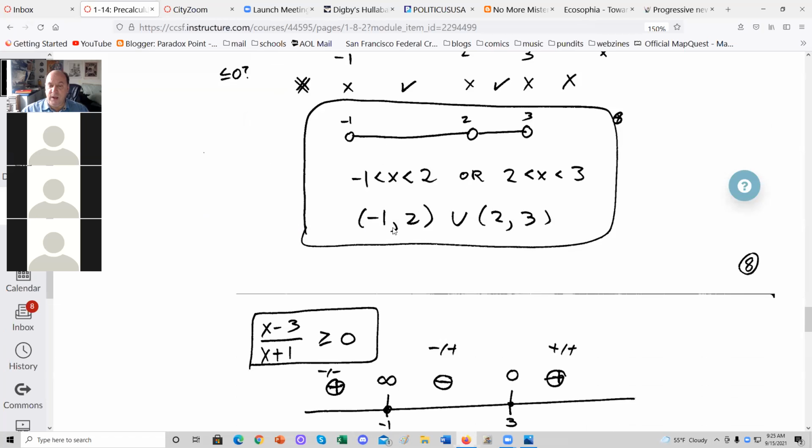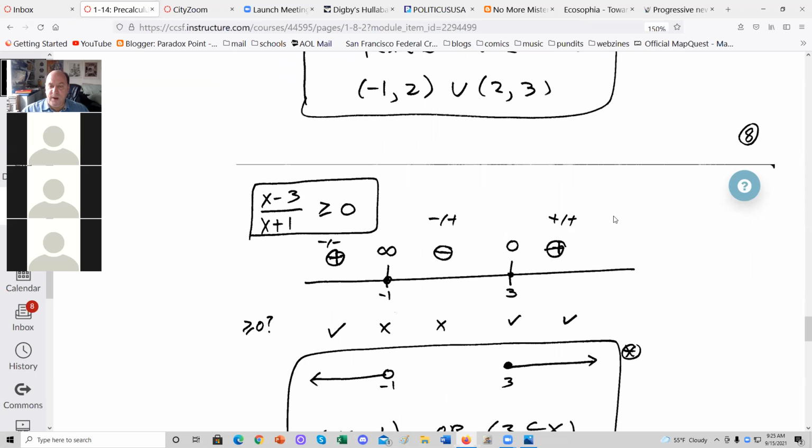-1 round bracket, -1 to 2 round bracket, union round bracket, 2 to 3 round bracket. Now here we have an expression with divisions, which we can still solve by a sign graph, but it'll have infinities as well as zeros and pluses and minuses. (x minus 3) over (x plus 1) is at least 0.